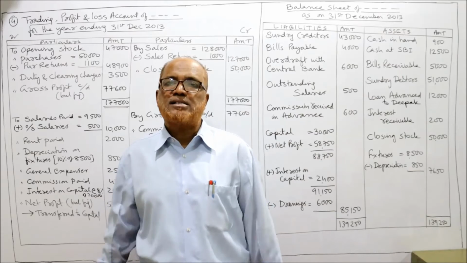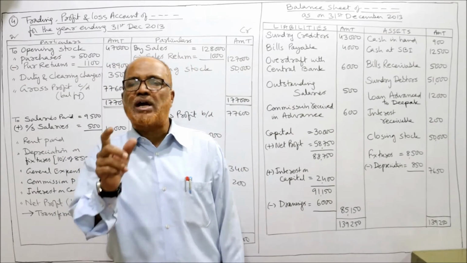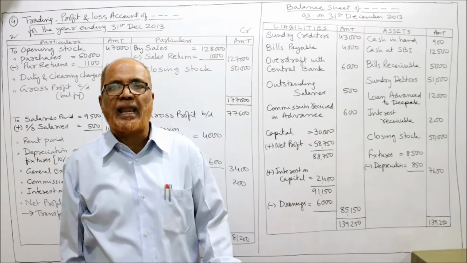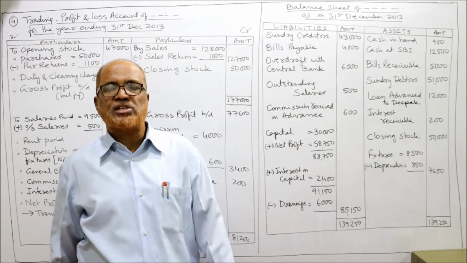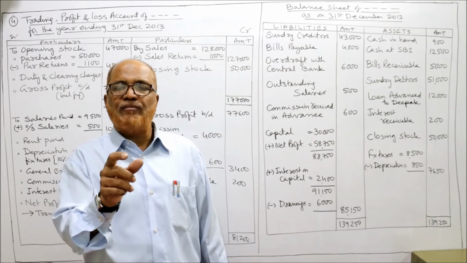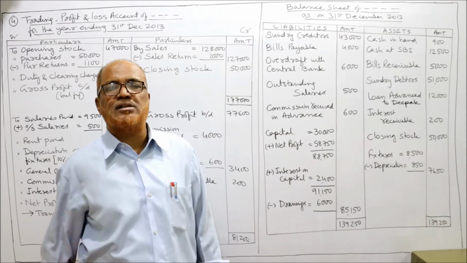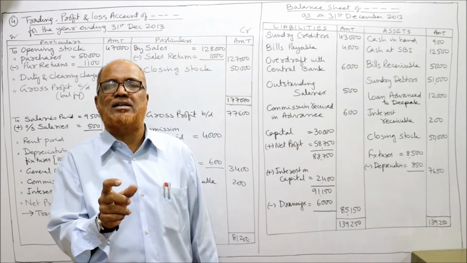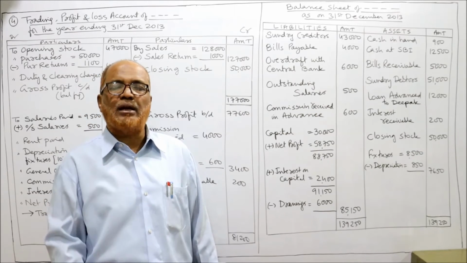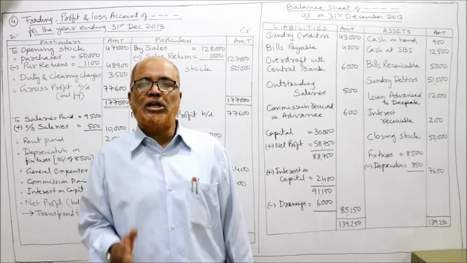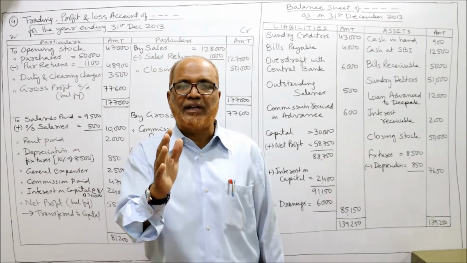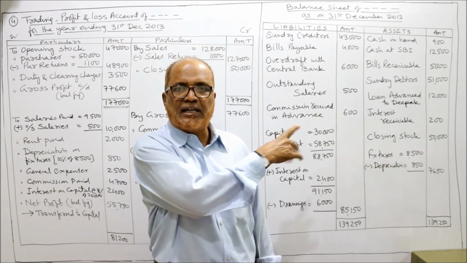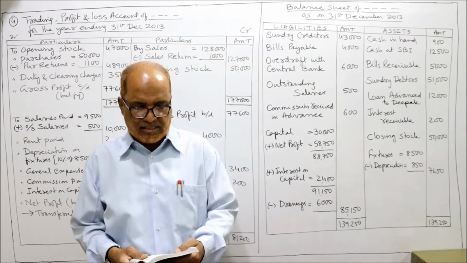Next, outstanding salary. We have already done this in the previous problem. Outstanding salary will be added to salary in the P&L account. Again, outstanding salary will be shown on the liability side. Depreciate fixtures and fittings by 10%. The value of fixtures and fittings is 8,500. On 8,500, 10% is 850. The depreciation of 850 will be taken on the debit side of profit and loss account. Again, depreciation will be deducted from fixtures on the asset side.